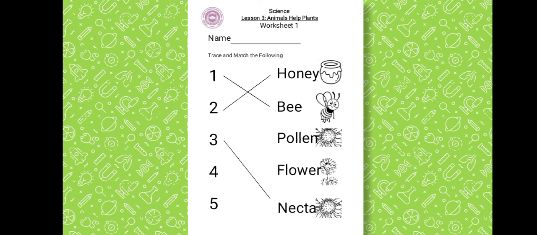Nectar. Where does the nectar come from? The flower. What does the flower need? Number 5? Pollen. Thank you.